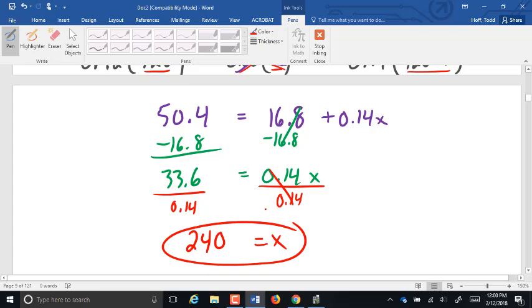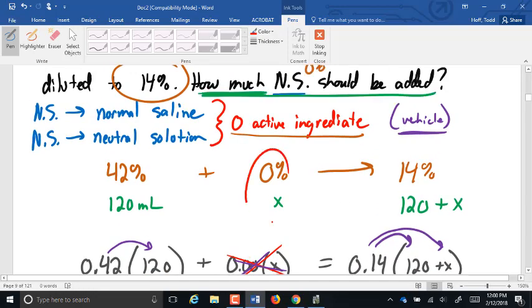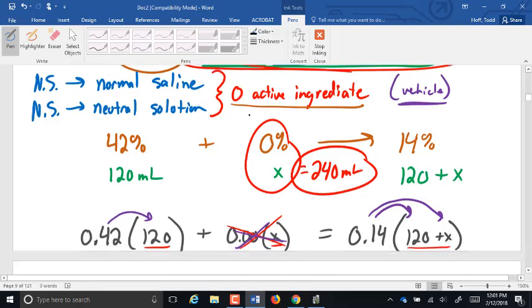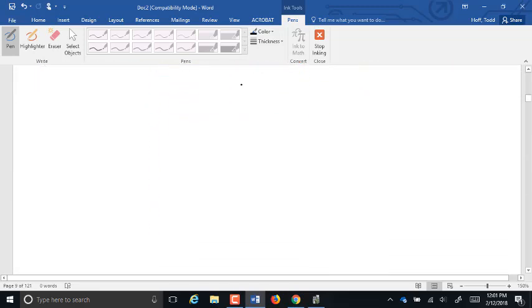So again, we're going to look back at the problem, make sure we identify what X really stands for, and then make sure that answers our question. So X is the amount of the 0% solution, or the normal saline here. So there were 240 milliliters of that. And we look up, and yes, we have been asked how much NS we needed to add. It says 240 milliliters of that normal saline. Any questions there? Okay. Well, the opposite side of that might look like this.